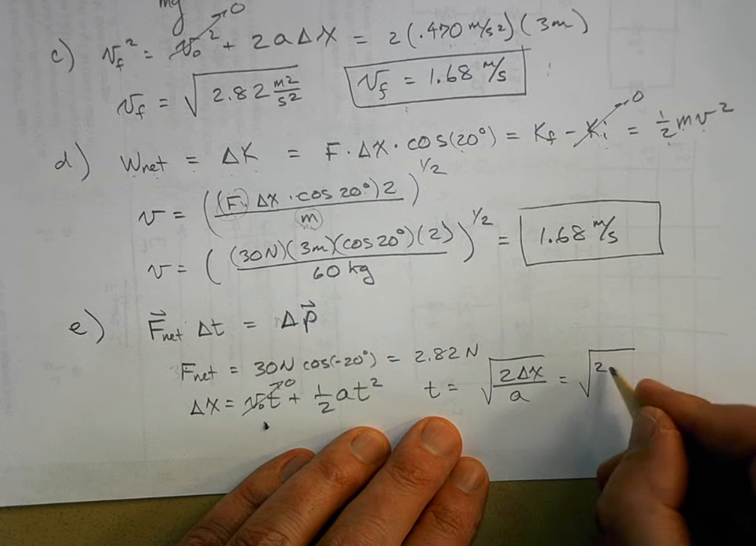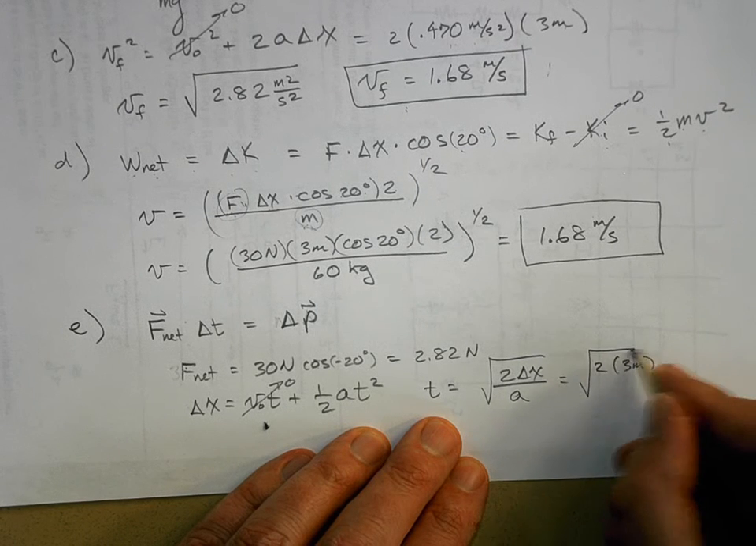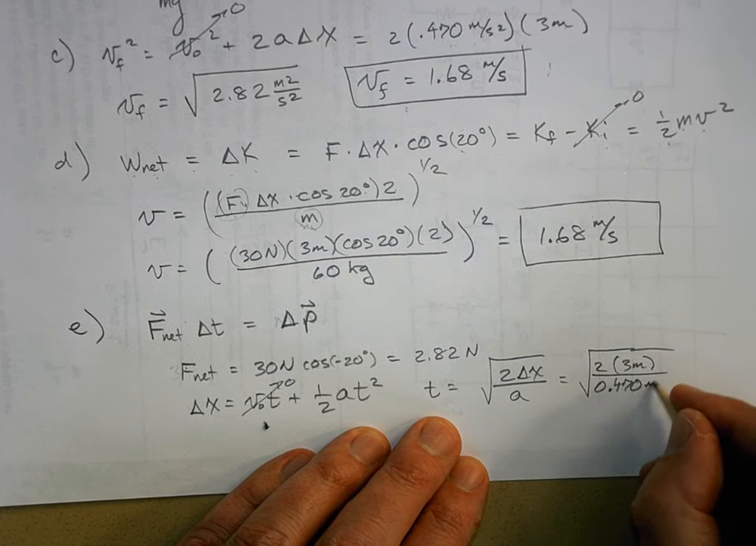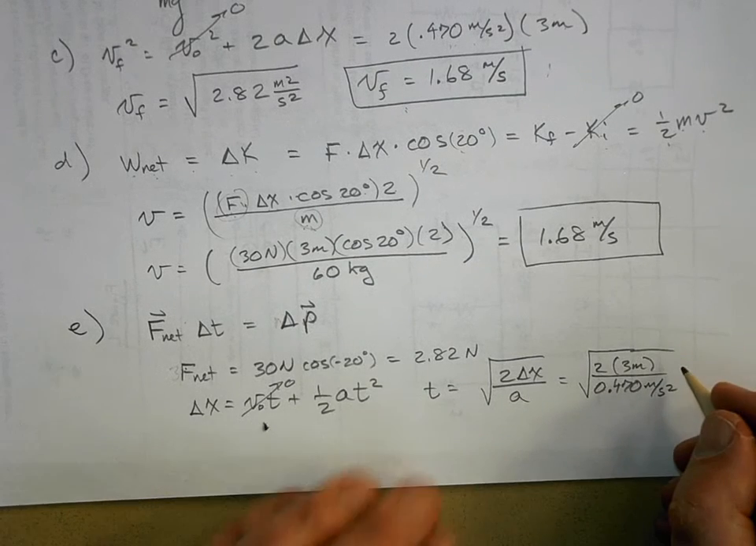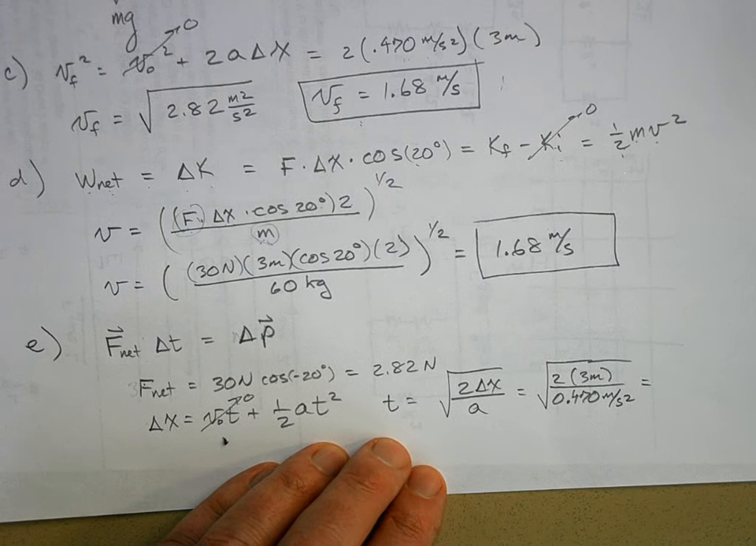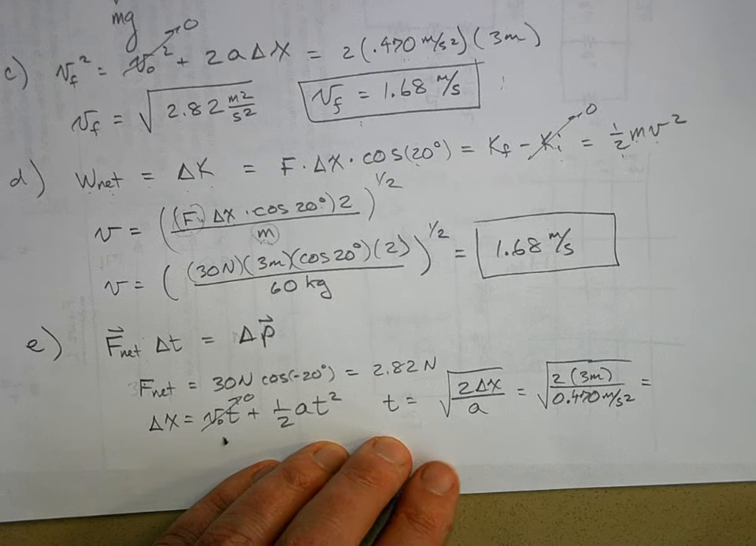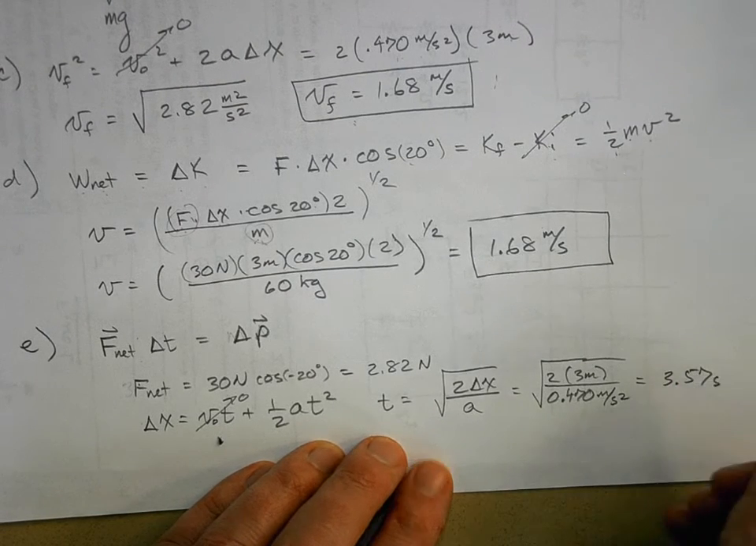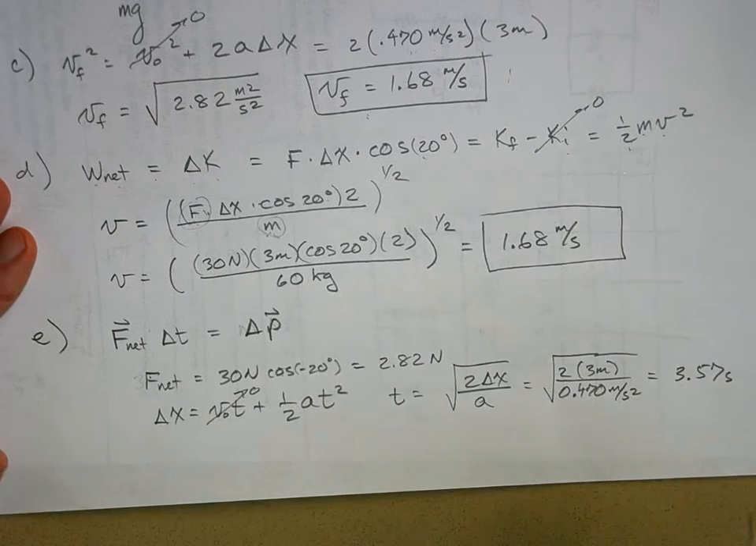That's 2 times 3 meters. And what was our acceleration? 0.470 meters per second squared. So 2 times 3 divided by 0.470 equals, raise that to the power of 0.5, and we get 3.57. So now we know what our delta t is.